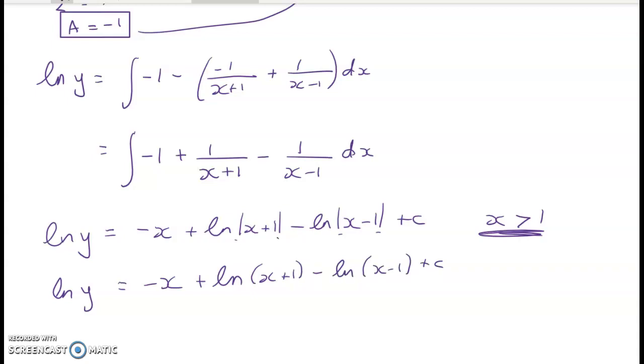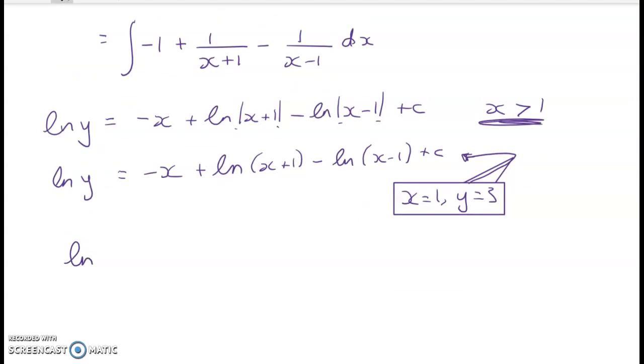Now, I've got one more piece of information that we haven't used, which is that when x is equal to 1, y is equal to 3. I can keep working through here, or I can substitute that in now. And it feels like this might be a good place to do that substitution and work out what the value of c is. So the natural log of 3 is going to equal what?